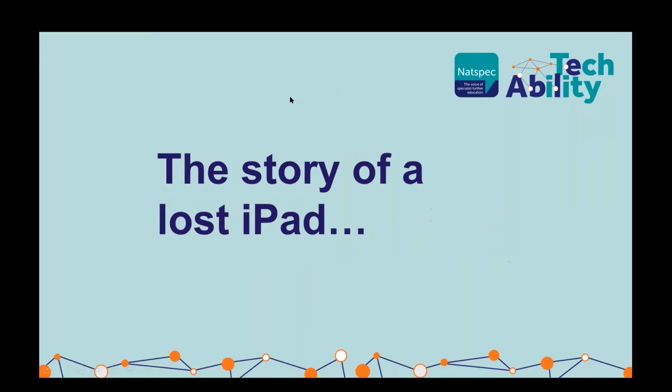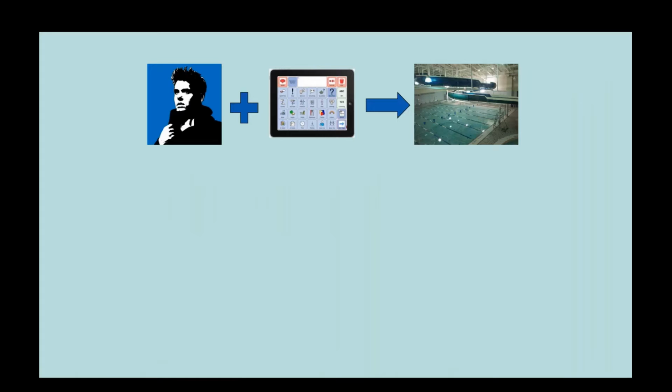So I'm going to start you off with a story, and it's the story of a lost iPad. And this is a true story, I'm afraid to say, but this shows you what might happen in this sort of situation. So this is John. That's not a real picture of John, as you might be able to tell, but John's an AAC user. He uses an iPad, and he accesses an awful lot of communication through that.